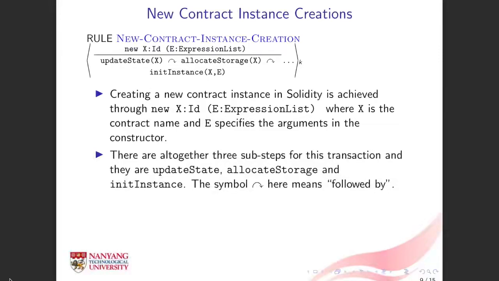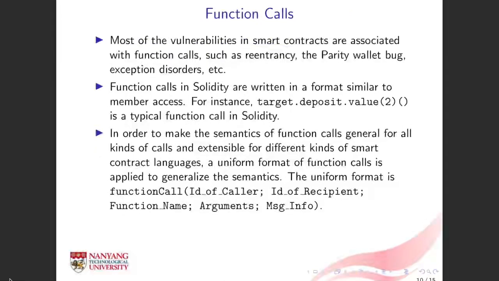To be specific, update state updates the blockchain states, including the states of contract instances and transactions, and the stack information to indicate that we are in the process of a new contract instance creation. In addition, allocate storage allocates state variables, and init instance deals with initialization issues, such as calling the constructor in the new contract instance. Next, I will present the semantics of function calls in Solidity.